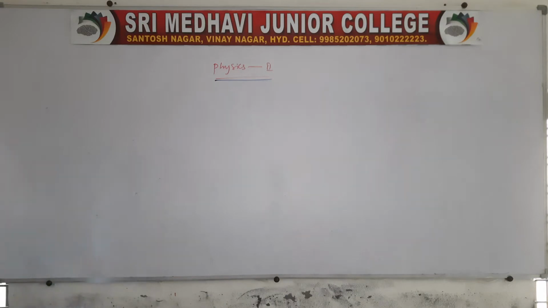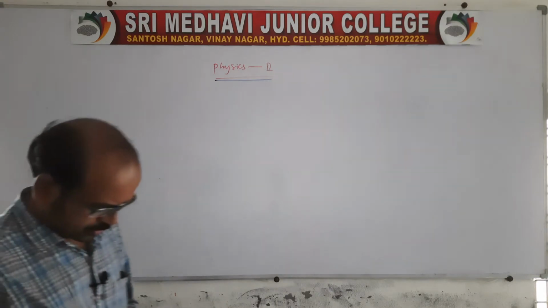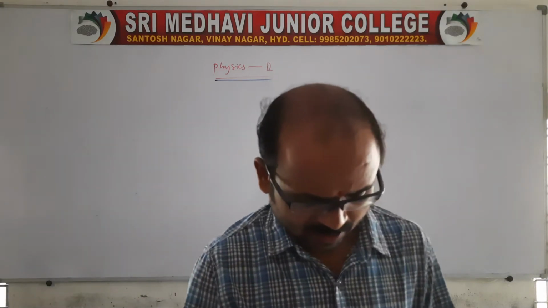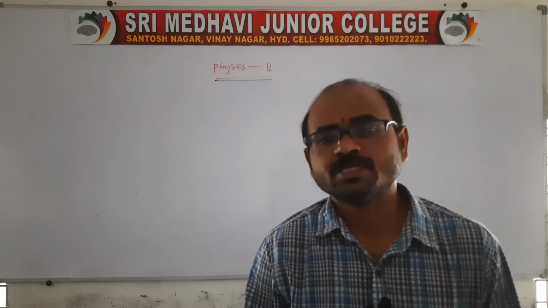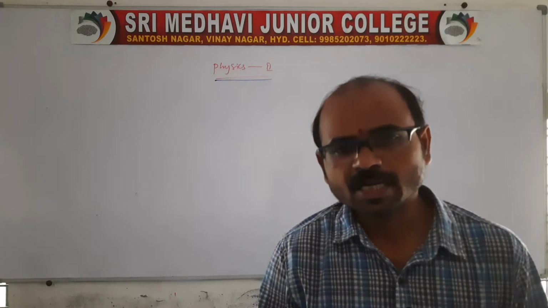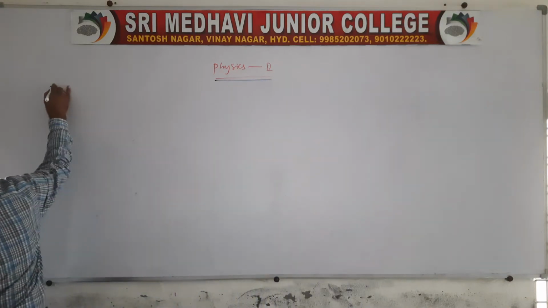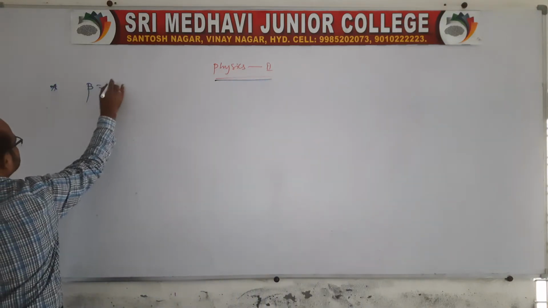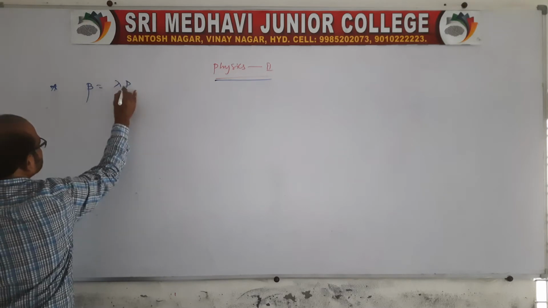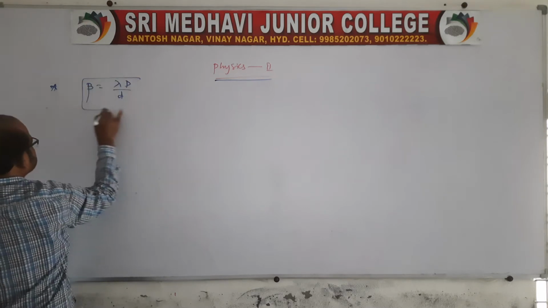So in the previous class we completed the fringe width, and the fringe width beta is equal to lambda capital D by small d. It is the relation related to the fringe width. Beta is equal to lambda capital D by small d. It is the fringe width distance.